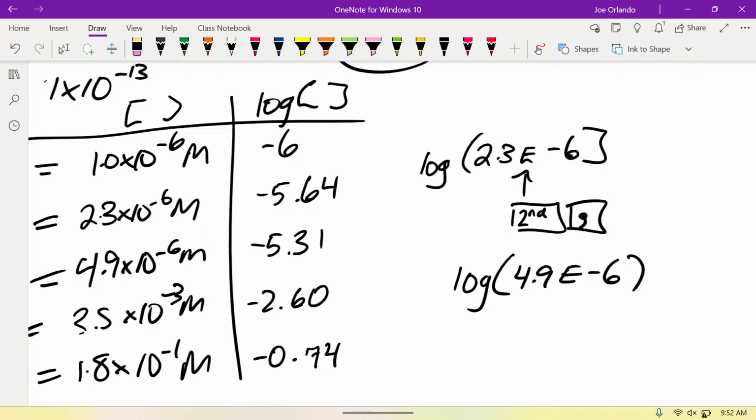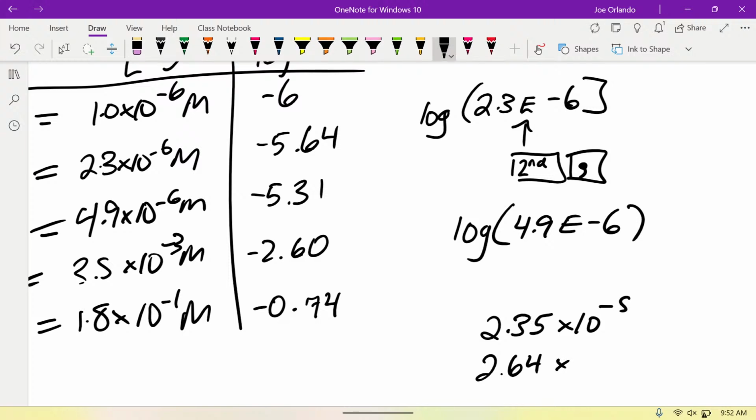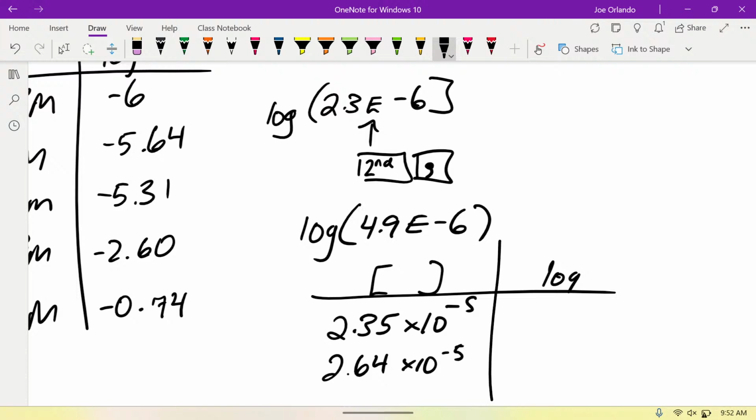Where log isn't very useful is where numbers are really close together, right? Where we wouldn't use it, try this. If we had 2.35 times 10 to the negative 5, and we had 2.64 times 10 to the negative 5. Those are really different numbers. And yet if you take the log of both of them, try it right now, you'll find that here, log is actually unhelpful. It's going to make these look really close together. Try it. See what you get. Try it out. No questions right now. Take the log of this.